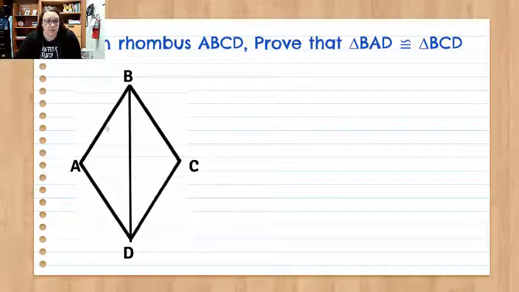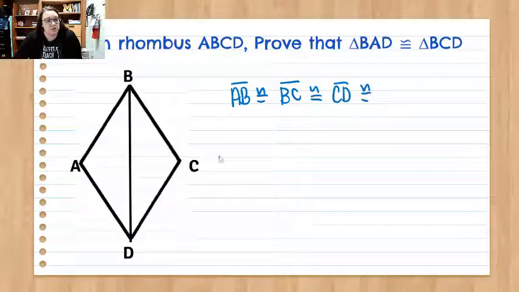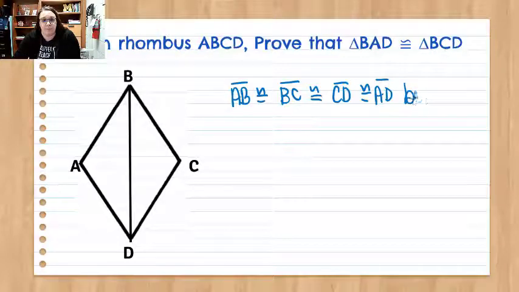So I'm going to start with AB is congruent to BC, which is also congruent to CD, which is also congruent to AD. I'm going to say that because of the definition of a rhombus.